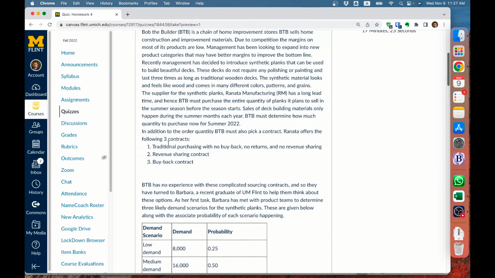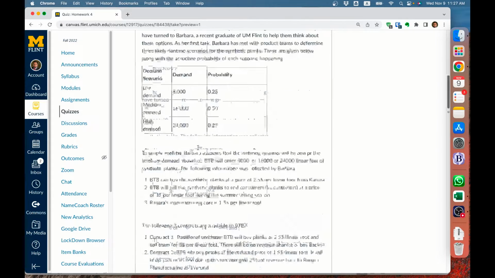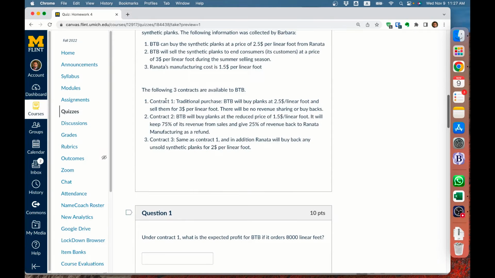Okay. In our discussions, in B2B's discussions with Renata Manufacturing, they have come up with 3 possibilities for the contract. A traditional purchasing contract is straightforward. So contract 1, traditional purchase. The retailer will buy planks at a certain price, in this case $2.5 per linear foot, and sell them to the end customer at $3 per linear foot. So the retailer makes a profit of 50 cents per linear foot, and that's it.